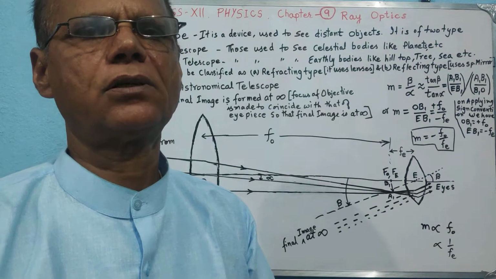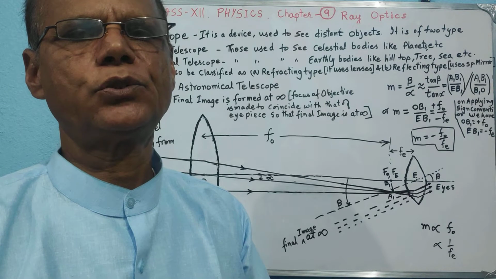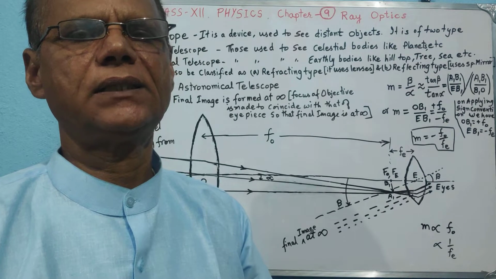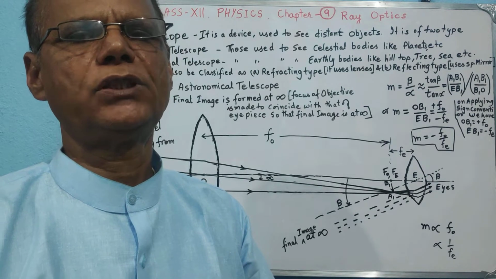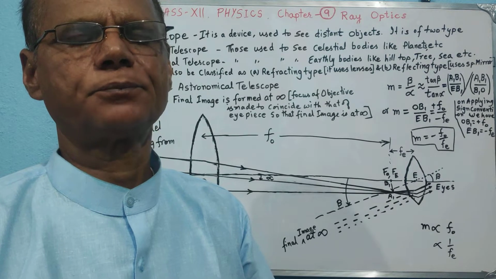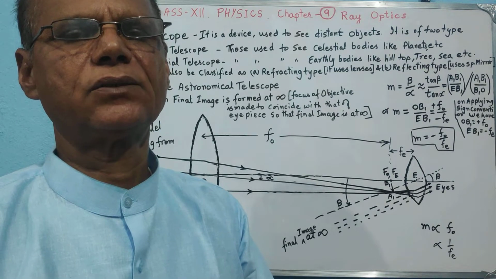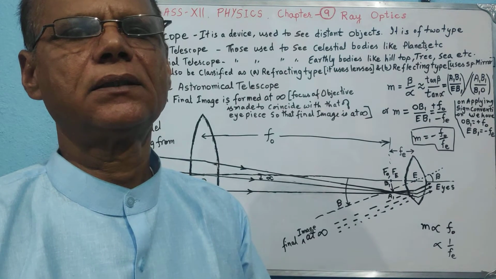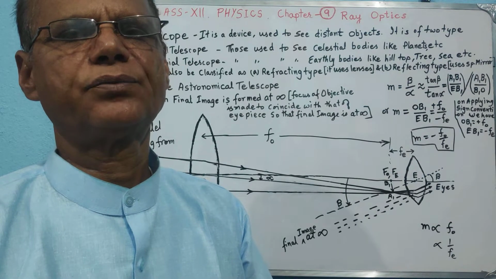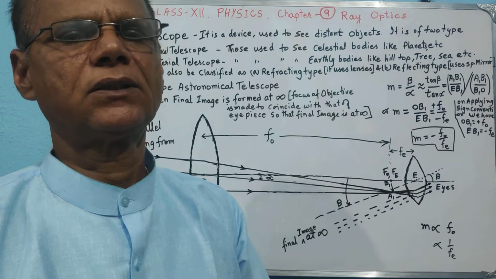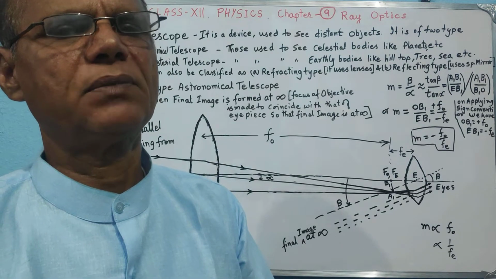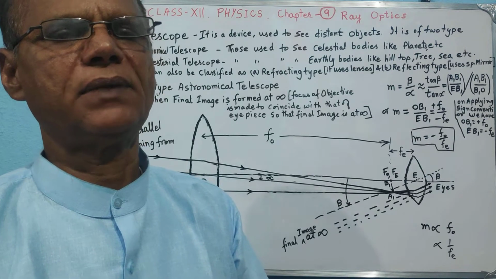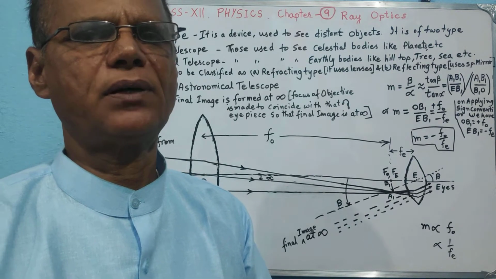Now in the astronomical telescope we can have yet two types of arrangement. One in which the image of the celestial body is formed at infinity, which is called normal adjustment, and in another case we can have the image of distant celestial bodies, say stars, planets, etc., formed at least distance of distinct vision. So at this moment we are discussing the telescope with normal adjustment, means the final image is formed at infinity.